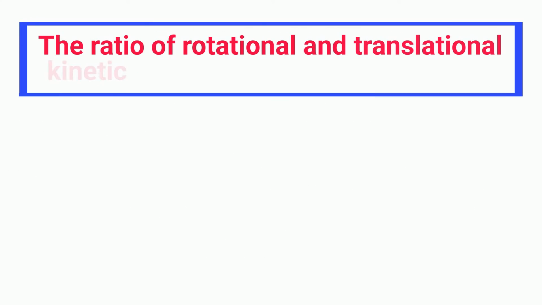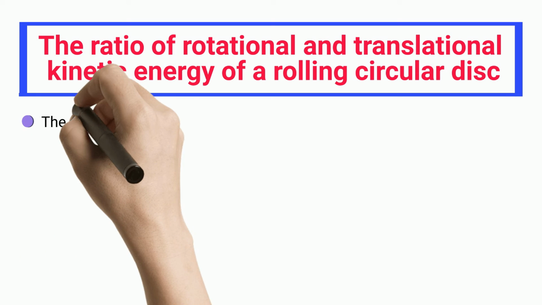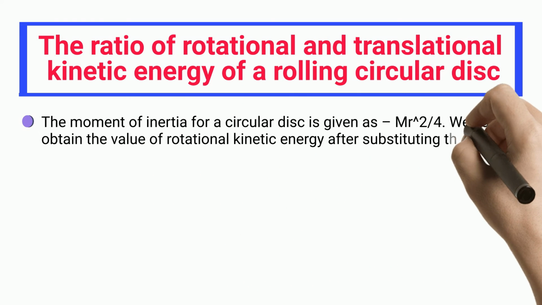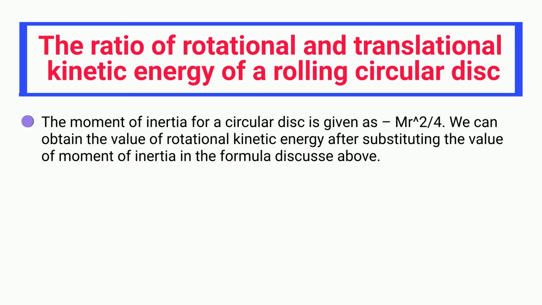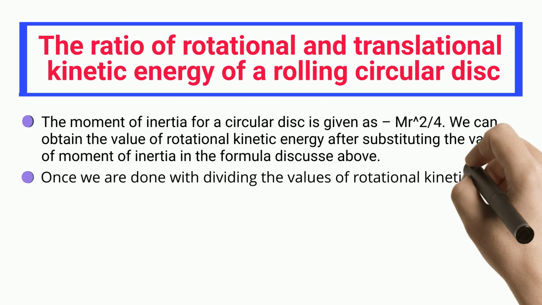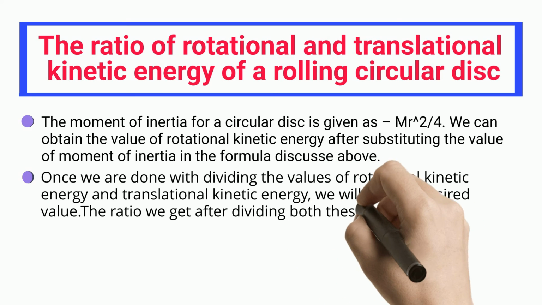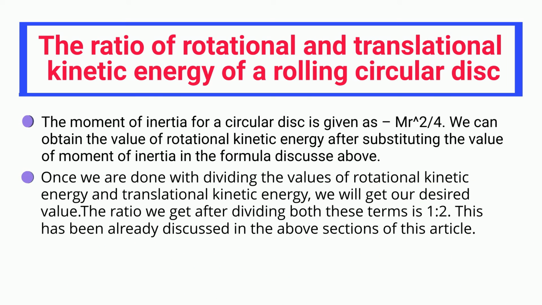The ratio of rotational and translational kinetic energy of a rolling circular disk. The moment of inertia for a circular disk is given as Mr²/2. We can obtain the value of rotational kinetic energy after substituting the value of moment of inertia in the formula discussed above. Once we are done with dividing the values of rotational kinetic energy and translational kinetic energy, we will get our desired value. The ratio we get after dividing both these terms is 1:2. This has been already discussed in the above sections of this article.